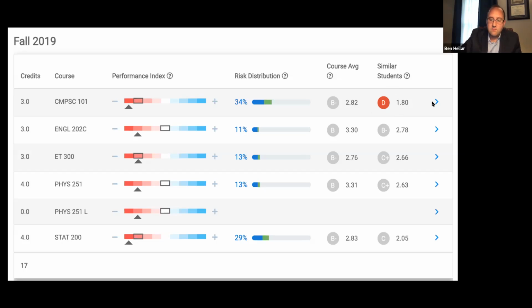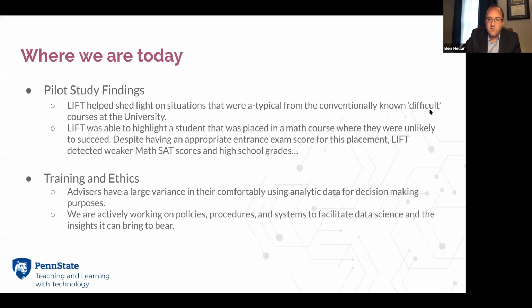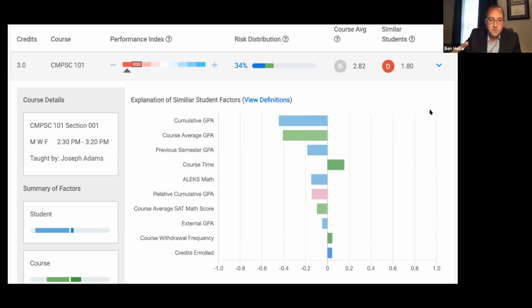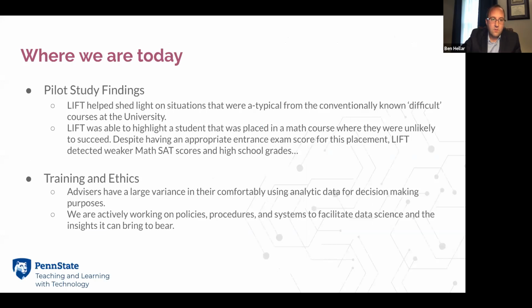And we can expand this row out to explore the various factors of the model that contribute to why the student has a low similar student score. Some of the reasons could be a low cumulative average for that student. The course, as I suggested, is likely more difficult and has lower averages, etc. And so with this interface, advisors can proactively identify students and then reach out to help students that may be in a schedule that is more difficult than intended.